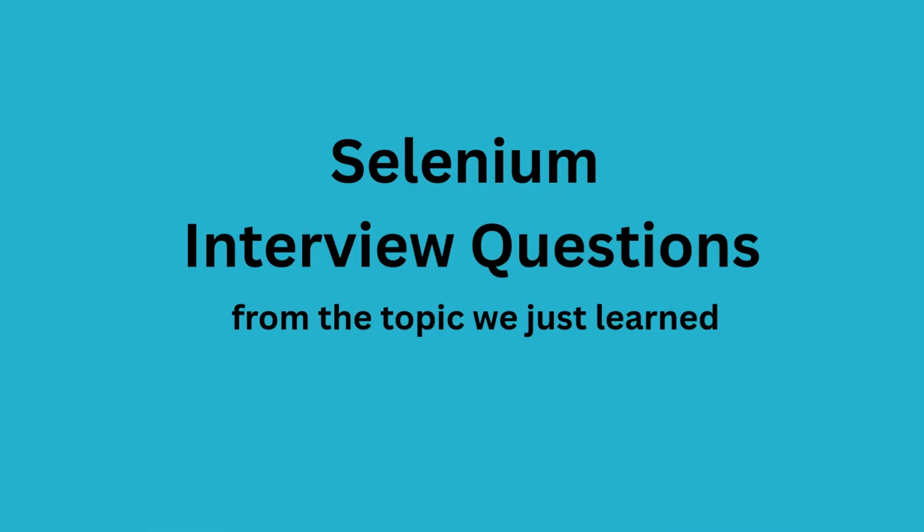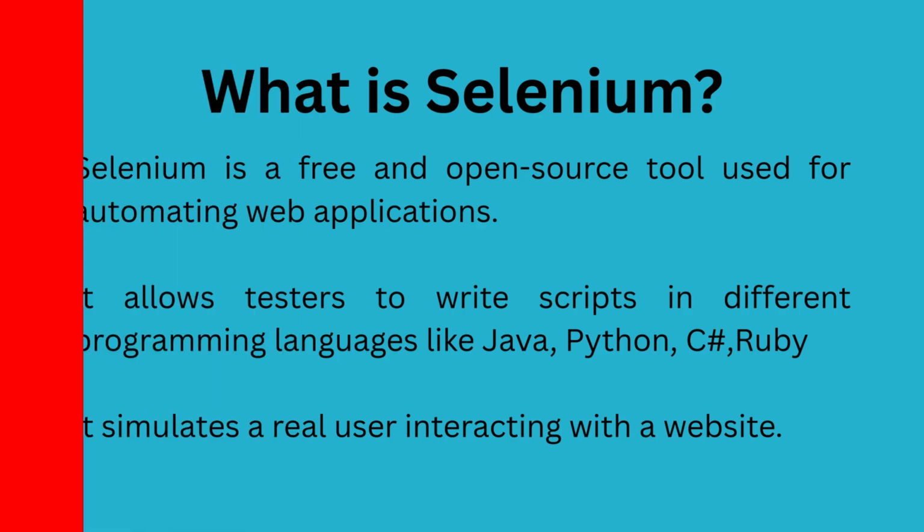Now let's check out some interview questions from the topic we've just learned. We will see what the interviewer might ask and how we can answer them clearly. Let's take a look. The first question, what is Selenium? Selenium is a free and open source tool used for automating web applications. It allows testers to write scripts in different programming languages like Java, Python, C# and more to test how websites behave. It simulates a real user interacting with the website.